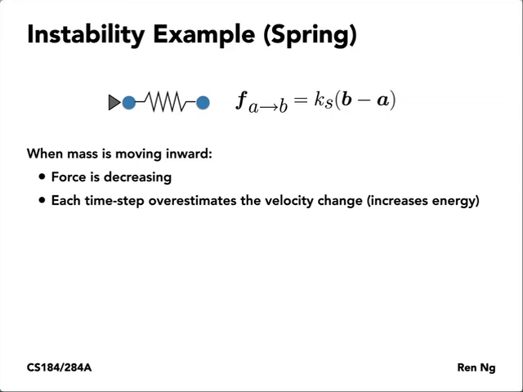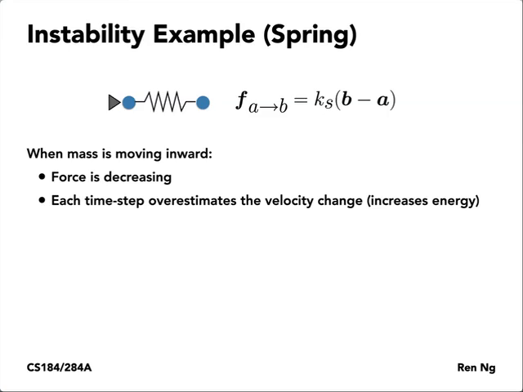So why does this happen? Let's just reason it through. When the mass is moving inward, so let's say it's extended some distance, but it's in the portion of its period where the two particles are moving towards each other, what's happening? Mathematically, the force is decreasing, right? The separation is decreasing, therefore the velocity is proportional to the separation, so the velocity is decreasing, so the force is decreasing. That's the model here.